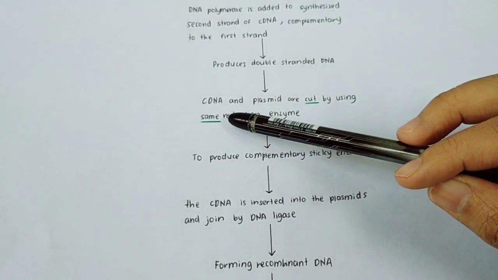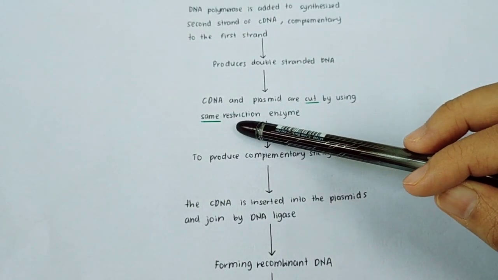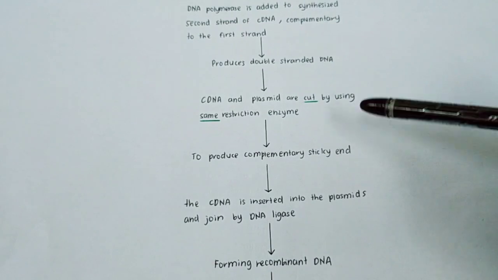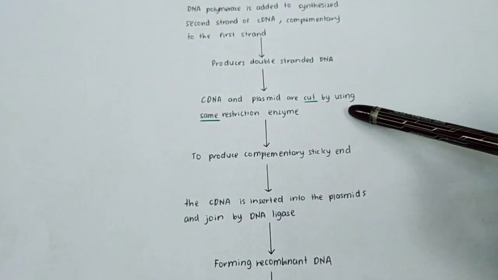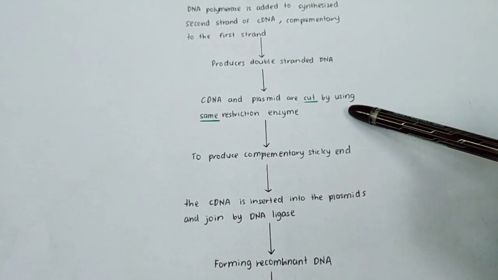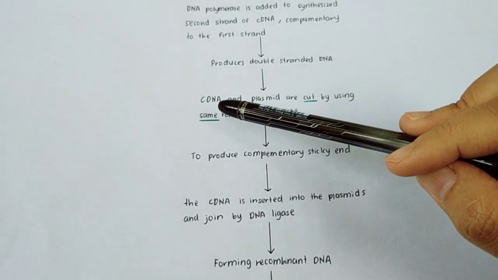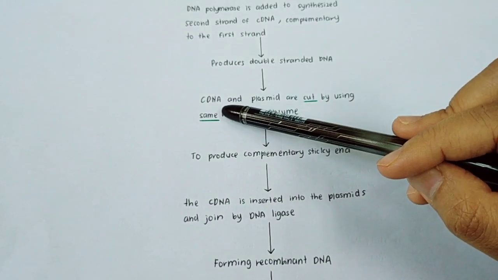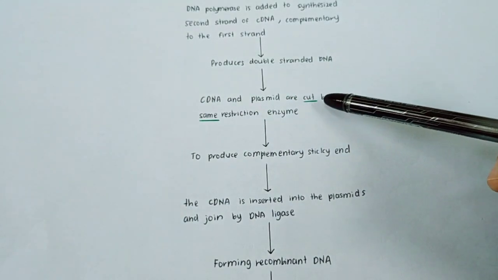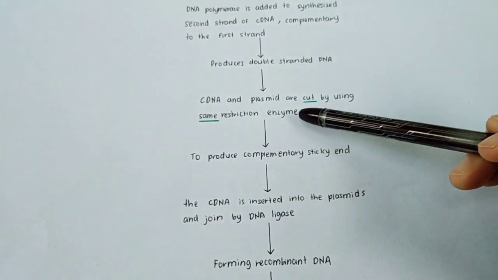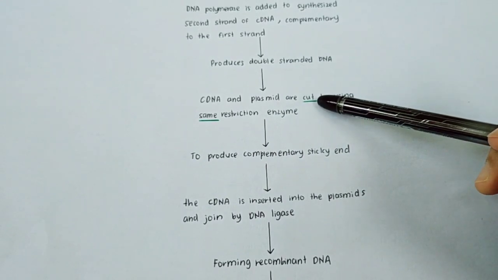Okay. And then, what happened after that? So, kalau awak tengok dekat sini, starting from this point until the last point, actually, this is the steps in gene cloning. Maksudnya, yang macam saya explain awal-awal tadi, yang tu lebih kepada how mRNA is isolated, and then how cDNA will be produced. So, bila dah terbentuk cDNA, cDNA and plasmid are cut by using same restriction enzyme. So, actually cut here, it is the second step in gene cloning.